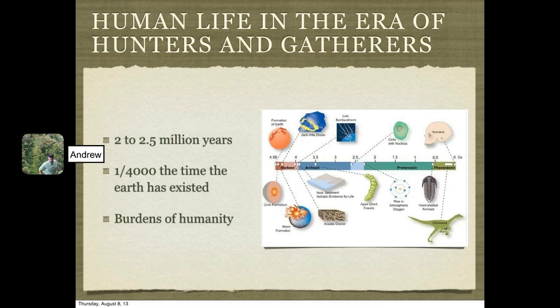All right, so human life in the era of hunters and gatherers. The Earth is roughly 4.5 billion years old. You can see there in the image the different periods it's gone through. What you need to realize is that the time frame of the Earth versus the time frame of humanity is drastically different. We look at this in terms of geological time. So if the Earth has been around for 4.5 billion years and humanity evolved, or human-like creatures came around, somewhere 2.5 million years ago, we're a blip in the existence of the Earth, right? We've been on it for 1/4000th the time that Earth has existed.